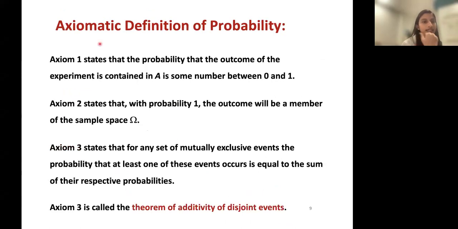So axiom 1 states that the probability of the outcome of the experiment is any number between 0 and 1. Axiom 2 states that with probability 1, the outcome will be a member of the sample space. And axiom 3 states that for any set of mutually exclusive events, the probability that at least one of these events occurs is equal to the sum of all their respective probabilities. So this axiom 3 is called the theorem of additivity of disjoint events. We'll later see that there's a theorem of multiplication also, but this axiom 3 is called the theorem of additivity of disjoint events.